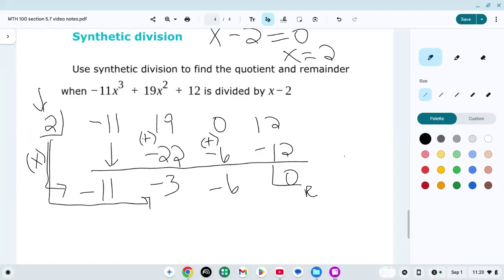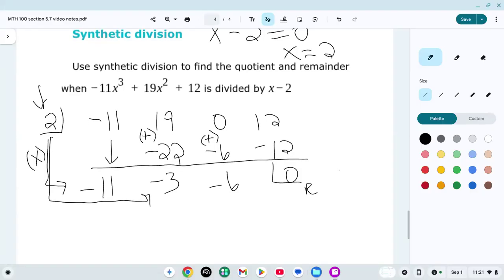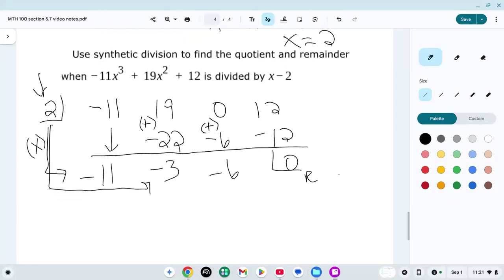Now, just because the 2 examples that I have given you have a 0 remainder does not mean that your remainder is always going to be 0. So always double check your math, but it is a process. Bring the first number down, multiply, add, multiply, add, then multiply, add.